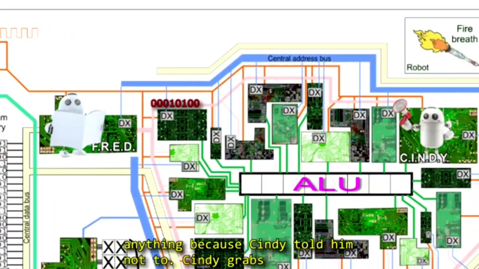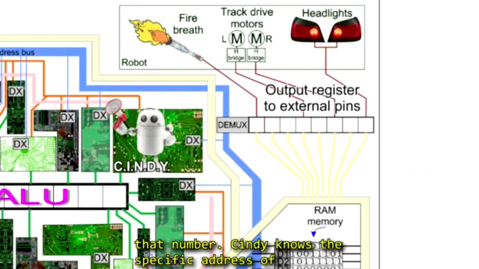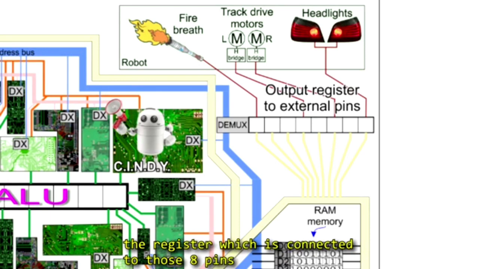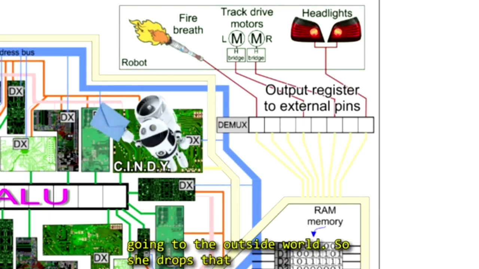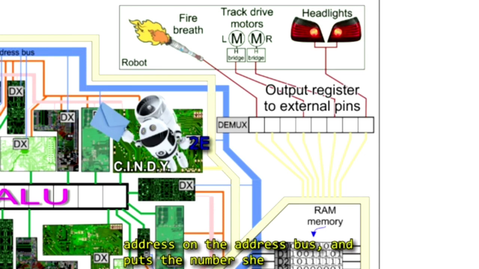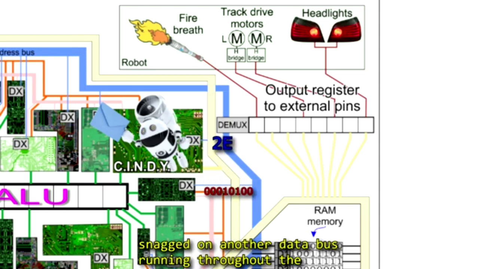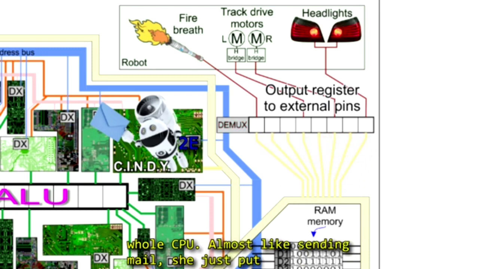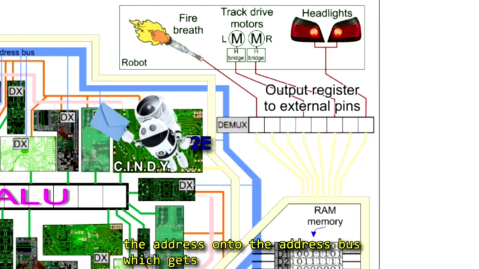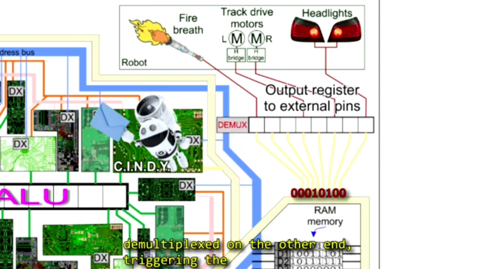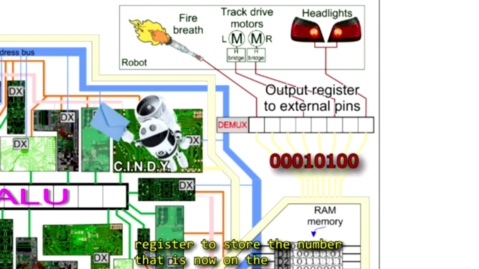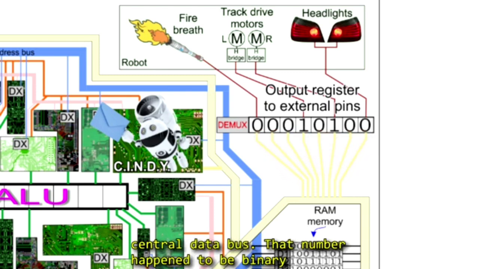Fred didn't do anything because Cindy told him not to. So Cindy grabs that number. Cindy knows the specific address of the register, which is connected to those 8 pins going to the outside world. So she drops that address on the address bus and puts the number she snagged on another bus running throughout the whole CPU. Almost like sending mail, she just put the address onto the address bus, which gets demultiplexed on the other end, triggering the register to store the number that is now on the central data bus.